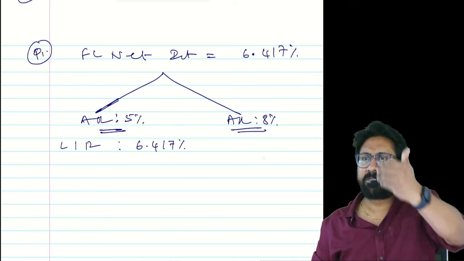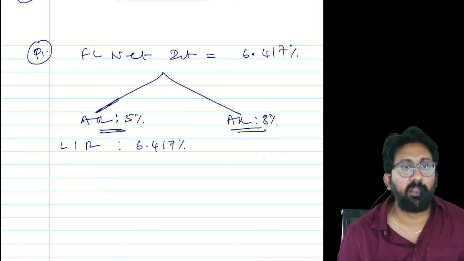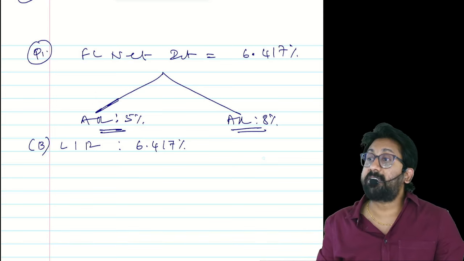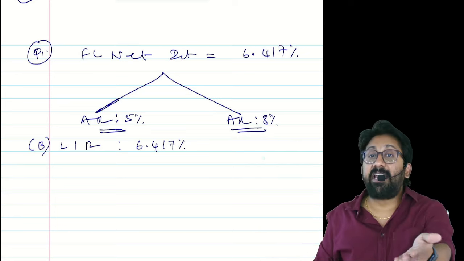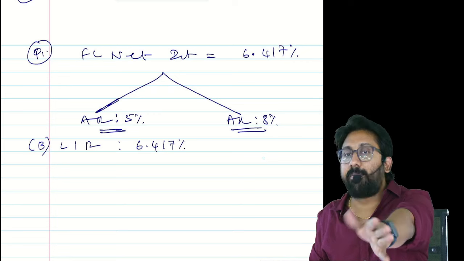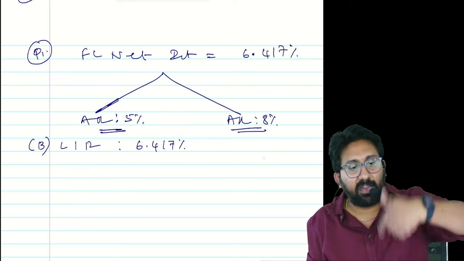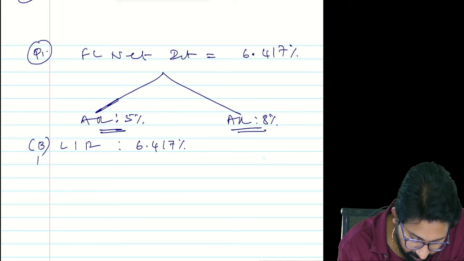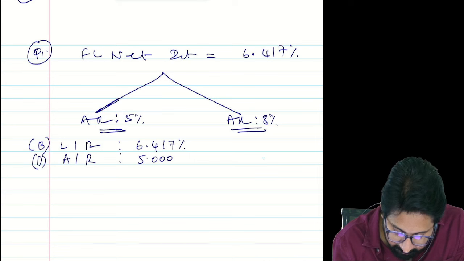6.417%. This is borrowing. So I will write it as borrowing. What is the actual interest rate in the market? I will take a reversal position now. Do you remember the futures contract? Buyer will really buy, take a counter seller. Seller will really sell, take a counter buyer. Borrower will really borrow, take a counter depositor. The actual interest rate is 5%.